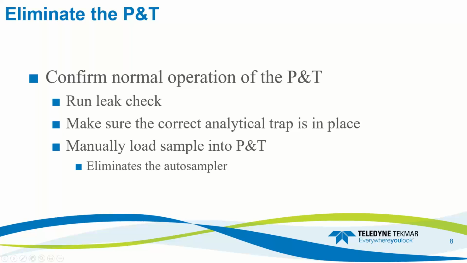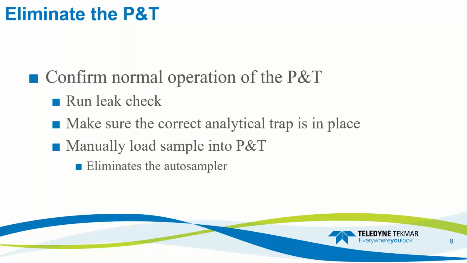In order to eliminate the Purge and Trap, the first thing we want to do is run a leak check. It'll help you identify a leaky valve or a connection that's not leak tight. You want to make sure that you have the correct analytical trap in place. You can always tell by the little number or the letter that's on the nut of the trap, and you want to make sure that that is the correct trap for the method you're running. Some traps don't retain and release certain compounds, so if you don't have the correct trap in for the method that you're running, you won't be able to see those compounds in your chromatogram.